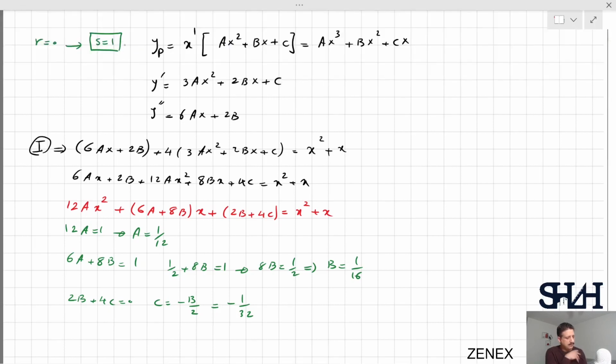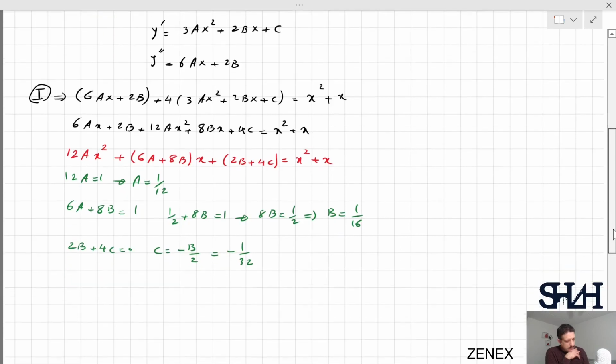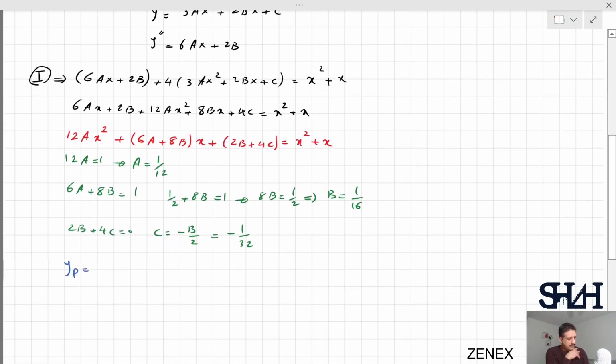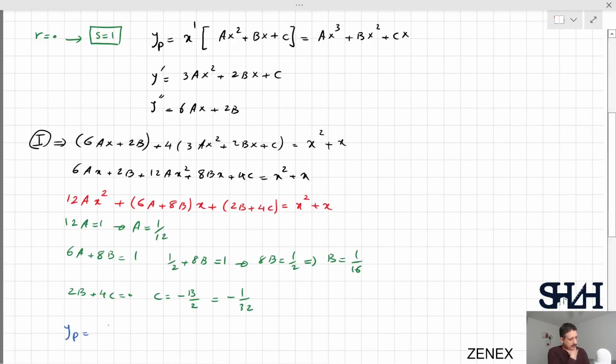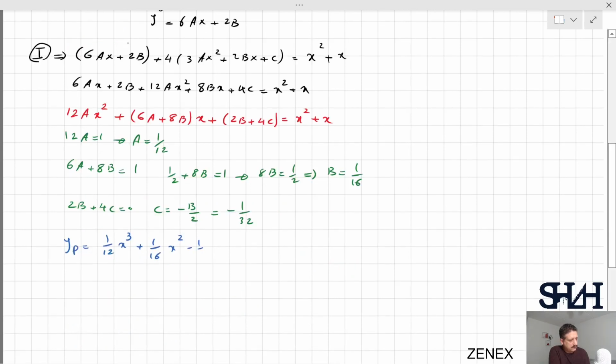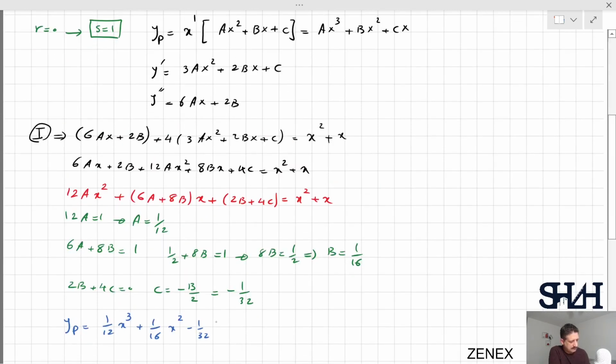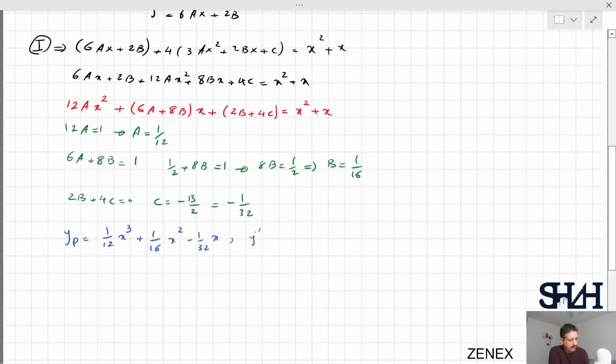Now we can write the particular solution, which is 1 over 12 x³ plus 1 over 16 x² minus 1 over 32 x. Now it is better if we cross check. Y prime will be 1 over 4 x² plus 1 over 8 x minus 1 over 32, and the second derivative will be 1 over 2 x plus 1 over 8.